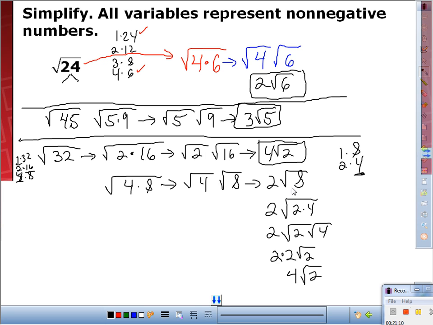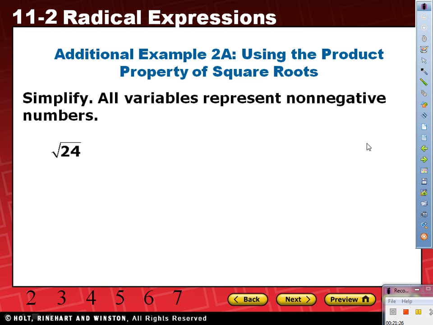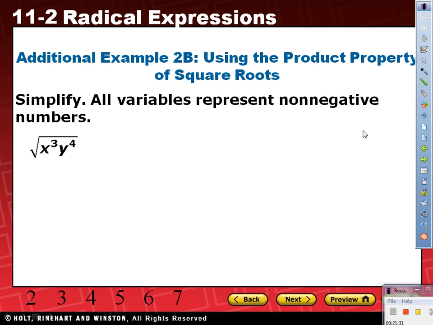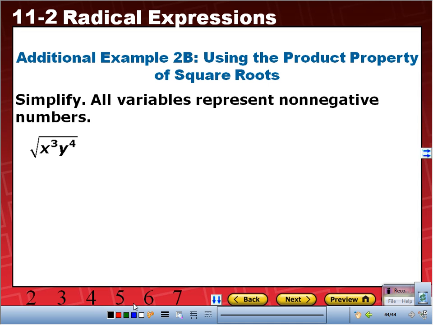No, we're done. So, once again, you have to go with the biggest perfect squared number of the pair of factors. So, copy this next one down. We got numbers down. Let's go with variables. Yay! Copy this. Example 2b, square root of x cubed y squared. So let's do this one together.